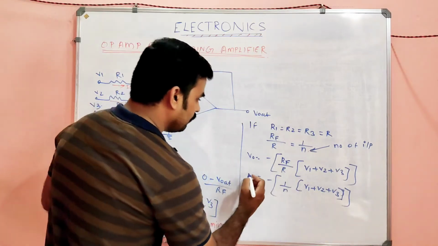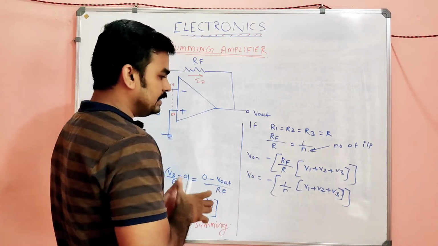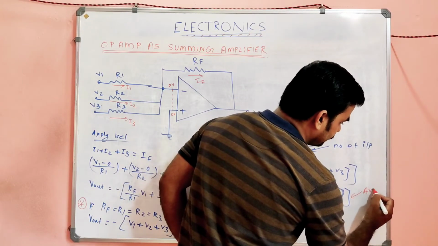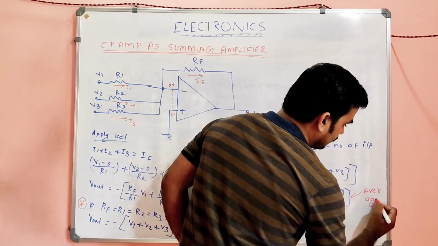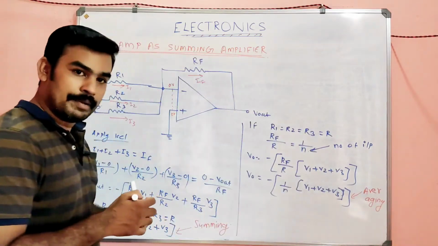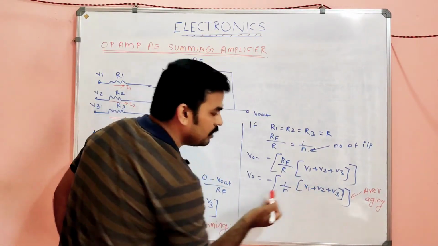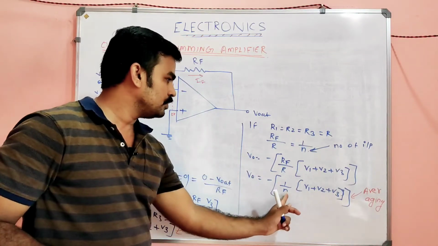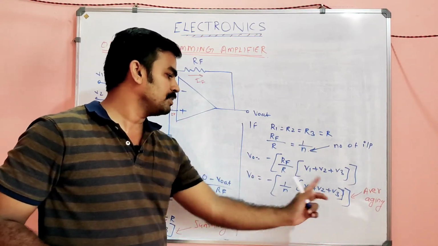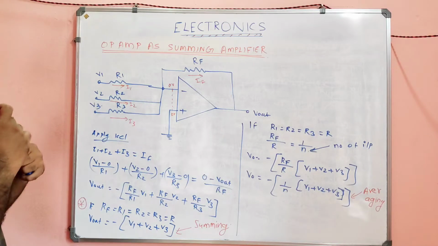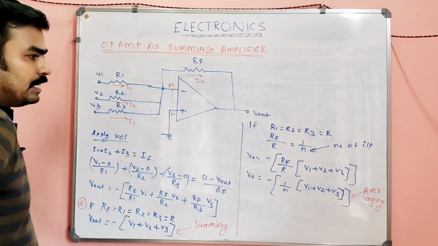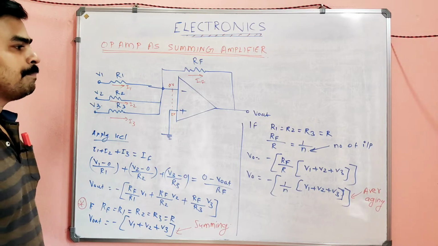See, Vout is equal to, and this is nothing but, my dears, averaging. Am I right now? V1 plus V2 plus V3 whole divided by 3. Here N is equal to what? The number of inputs. Here 3 inputs. So V1 plus V2 plus V3 by 3 is nothing but averaging. Is it clear? So now you got summing and here you got averaging.